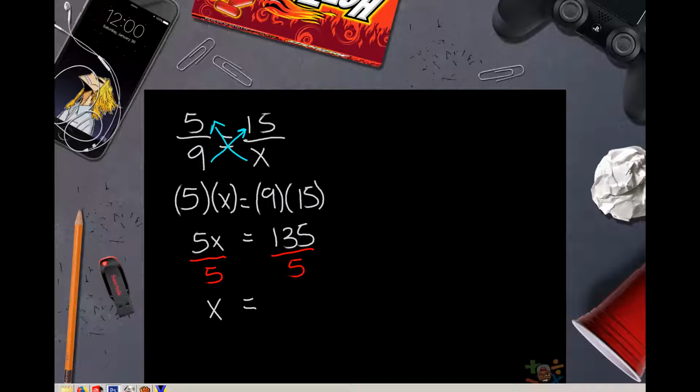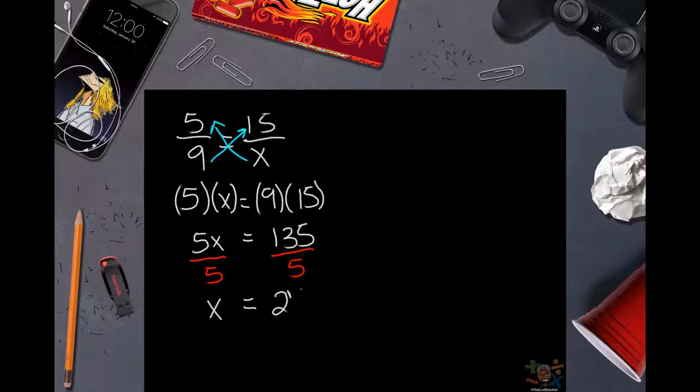anybody guessed it? It is going to be 27. So my answer is x equaling 27. Down here, this x right here should be 27. Now that's how you solve each and every proportion. You can go ahead and do it that way.